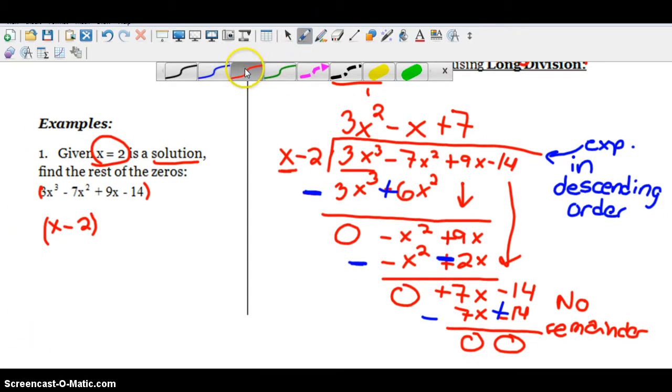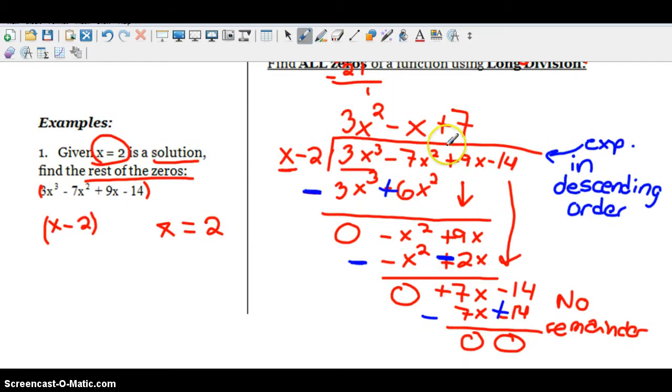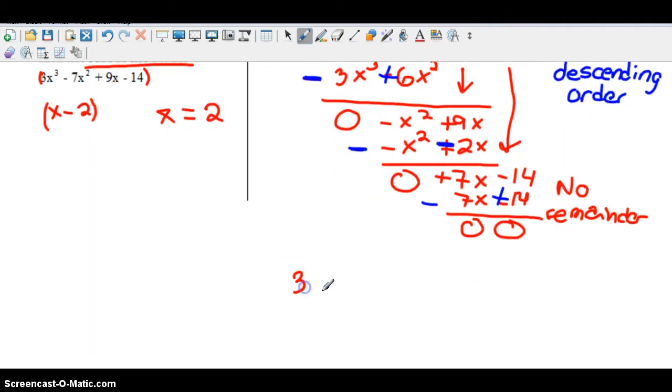All right, so the rest of this means I now have 3x squared minus x plus 7, and I'm supposed to be able to find the rest of my zeros. Well, I know one of them is x equals 2. The rest of them, though, are from this leftover part, the 3x squared minus x plus 7.